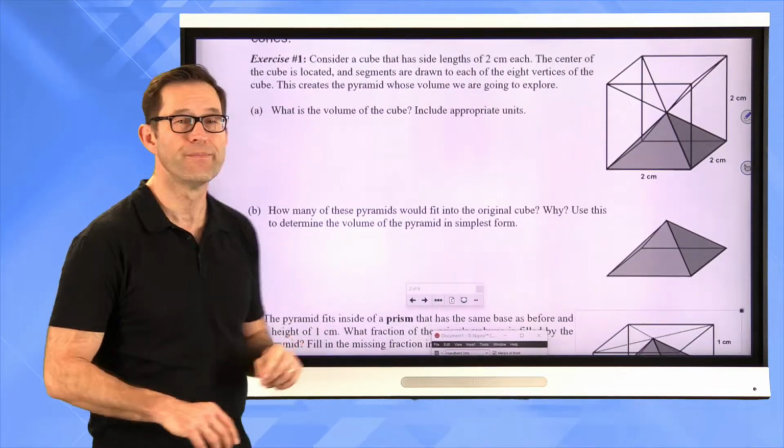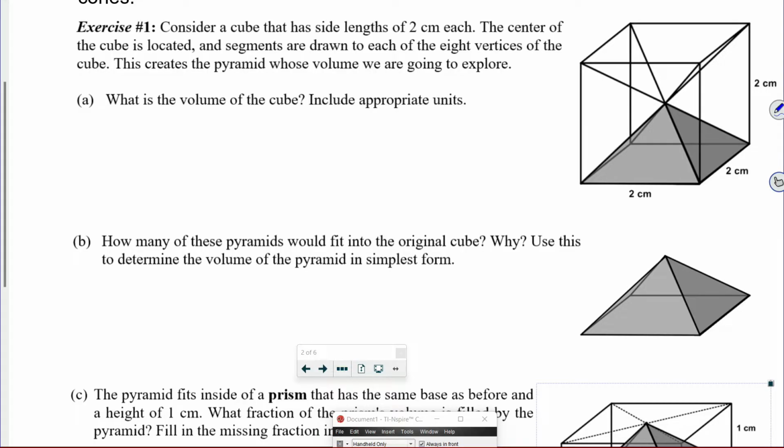Exercise number 1. Consider a cube that has side lengths of 2 centimeters each. The center of the cube is located and segments are drawn to each of the 8 vertices of the cube. This creates the pyramid whose volume we're going to explore.